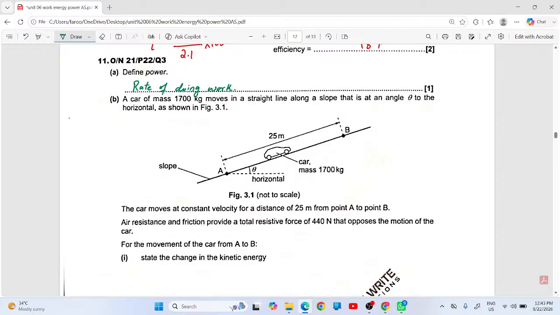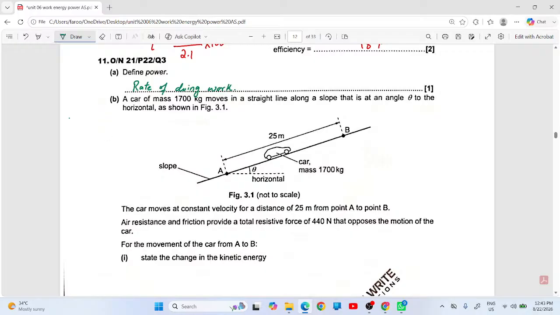A car of mass 1,700 kilograms moves in a straight line along a slope that has an angle of theta to the horizontal as shown in figure 3.1. The car moves at a constant velocity for a distance of 25 meters from point A to point B. Air resistance and friction provide a total resistive force of 414 Newton that opposes the motion of the car. For the movement of the car from A to B, state the change in kinetic energy.